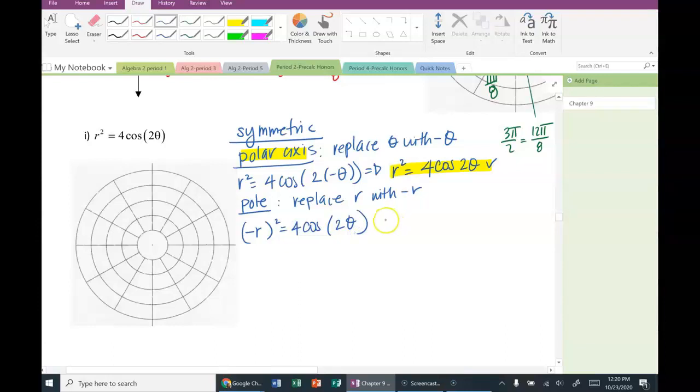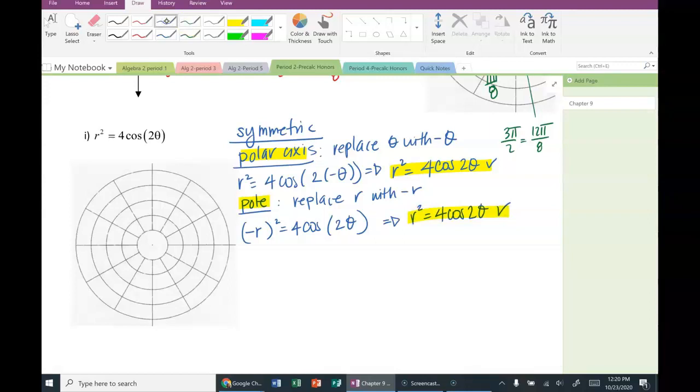Okay, so negative r quantity squared, that's definitely going to be the same. So we know it works. r squared equals 4 times cosine of a double angle. That works as well. Highlight that. Okay, one more test. Our last test is going to be the pole.